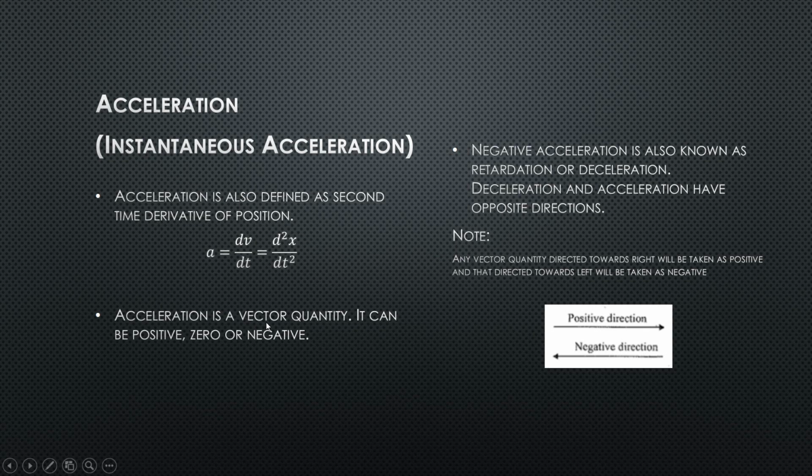And then acceleration is a vector quantity, so it can be positive, zero, or negative. Negative acceleration is also known as retardation or deceleration. So deceleration and acceleration have opposite directions. Any vector quantity directed towards the right will be taken as positive and directed towards the left will be taken as negative. So going right is positive, and those going in the left direction are negative.